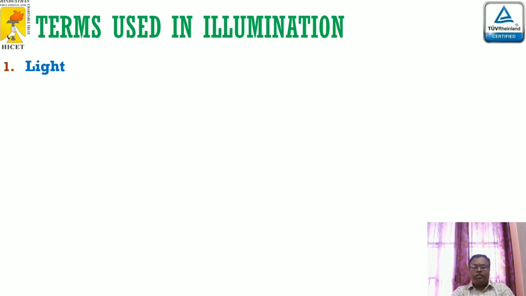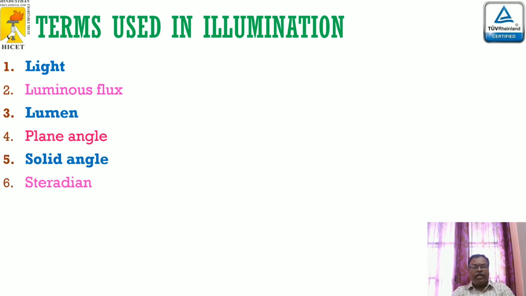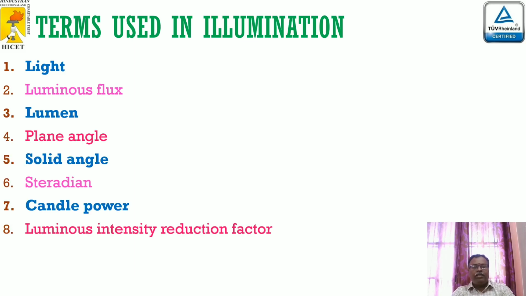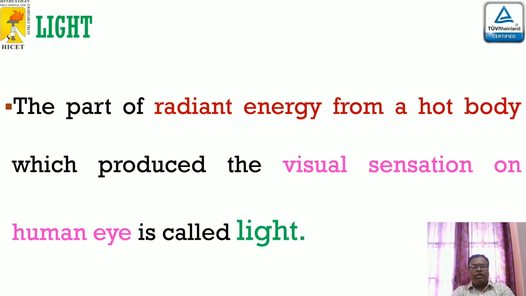And what are the terminologies used in illumination? Light, luminous flux, lumen, plane angle, solid angle, steradian, candle power, luminous intensity, reduction factor, glare, and lamp efficiency. So first we will start with light. What is light? The part of radiant energy from a hot body which produces the visual sensation on the human eye is called light.